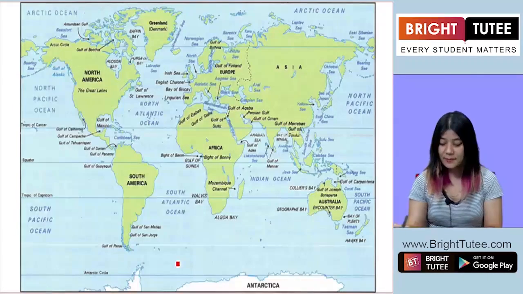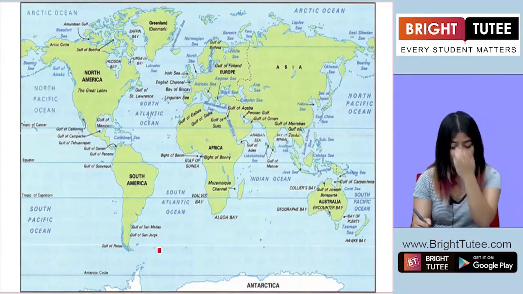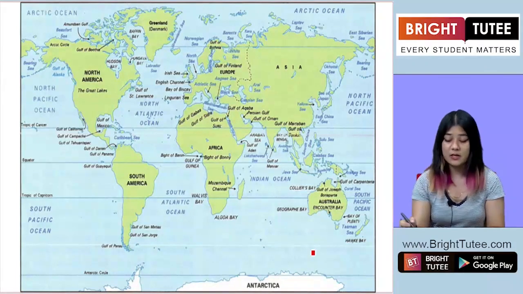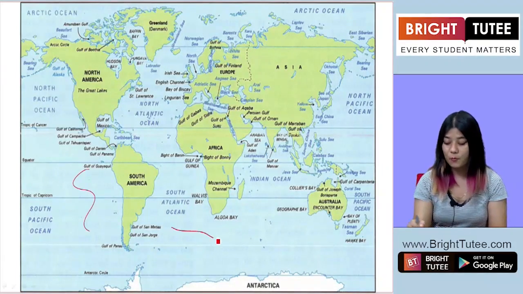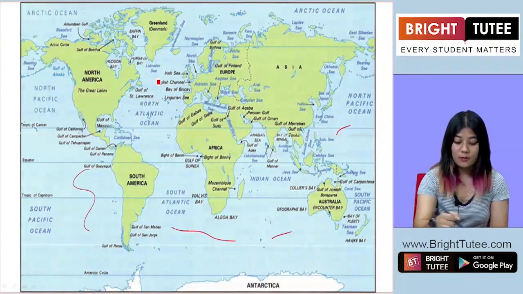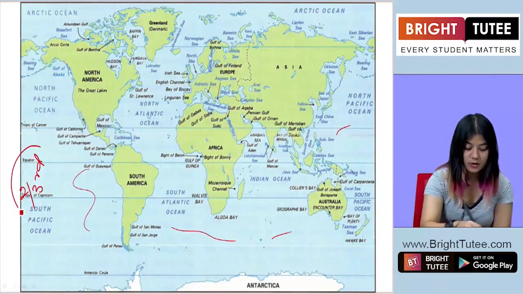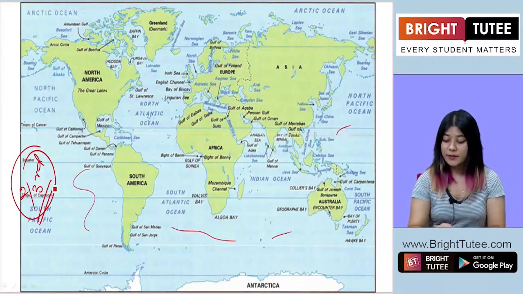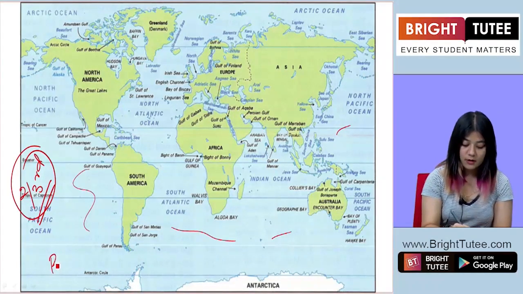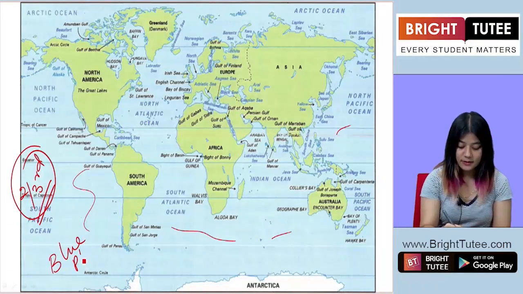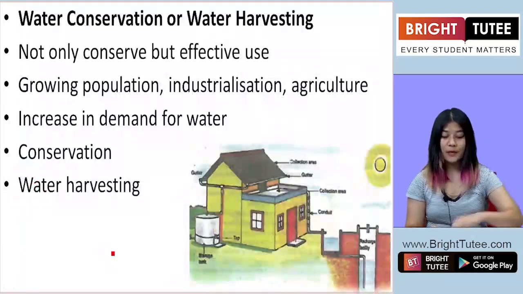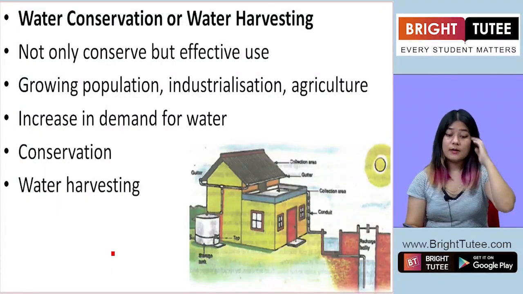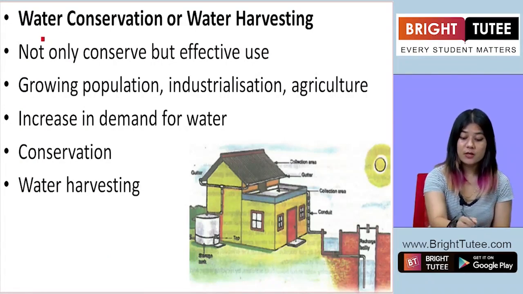Okay, so in this map you can see, this is the map of the world. You can see that most of the parts of the earth is filled with water, right? So 2/3 of the earth's surface is covered with water. Because of this reason, we call our planet the blue planet. Alright? Okay. So, now we'll look at how to conserve the water.